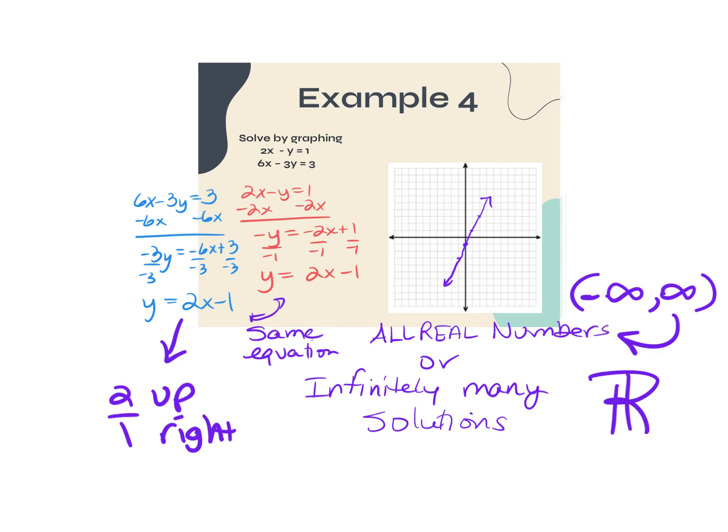And that is it for your review of solving a system by graphing. So we have 3 scenarios: either one ordered pair, making it one solution; no solution when the lines are parallel; and all real numbers or infinitely many when it's exactly the same line.